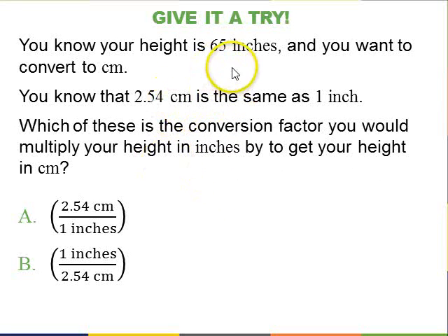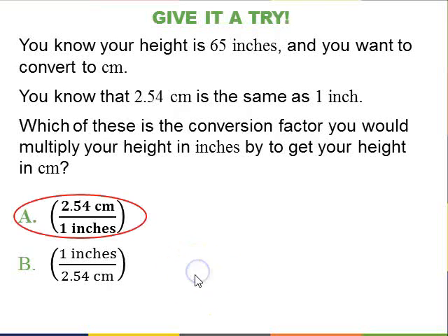If you know your height in inches, say 65 inches, and you want to convert it to centimeters, you can use the fact that 2.54 centimeters is the same as 1 inch. So if you're going to multiply this 65, would you multiply it by 2.54 divided by 1, or would you multiply it by 1 divided by 2.54? I'll give you a moment to think about that.